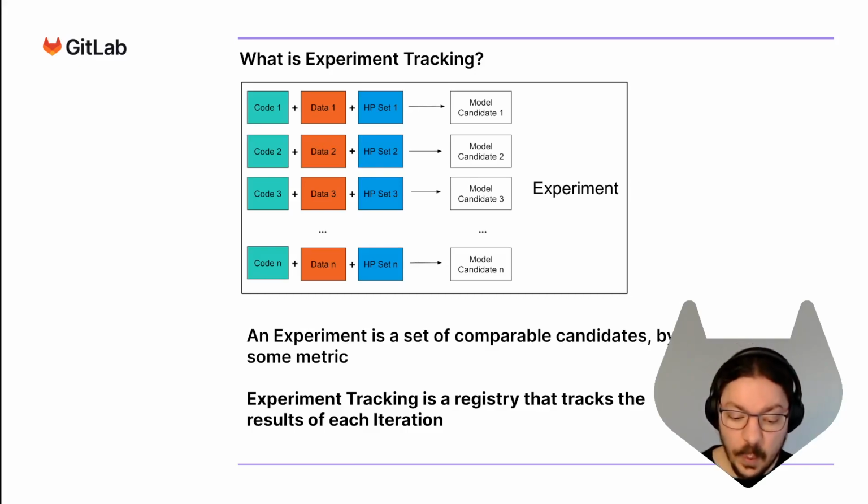So a data scientist is working on their machine, or it's running on the CI, and they can store all this metadata about their experiments, about the model candidates that they are creating, and the artifacts that they are making, into GitLab.